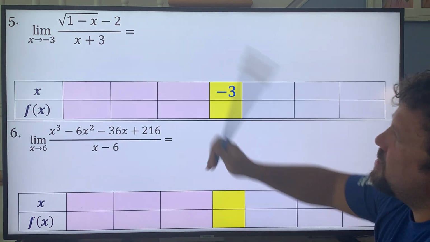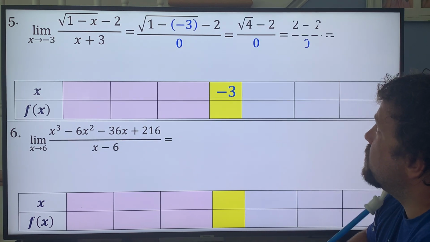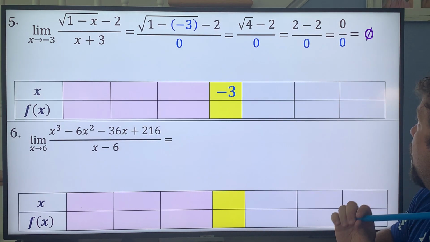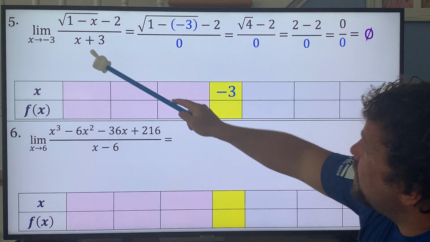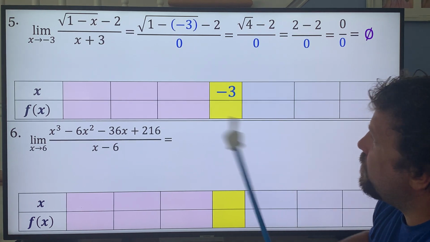Type in a negative 3 into this equation. 1 minus negative 3 is 4. Square root of 4 is 2. 2 minus 2 is 0 divided by 0. Anything divided by 0 is undefined. Right? Because negative 3 plus 3 is 0. All right, right here.